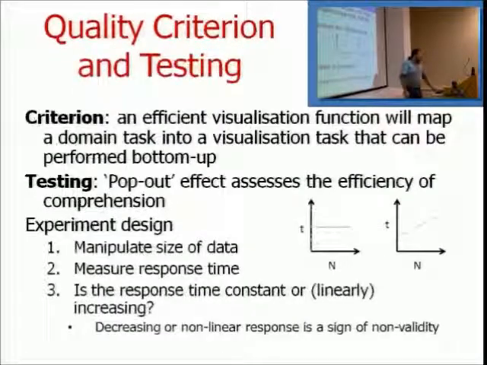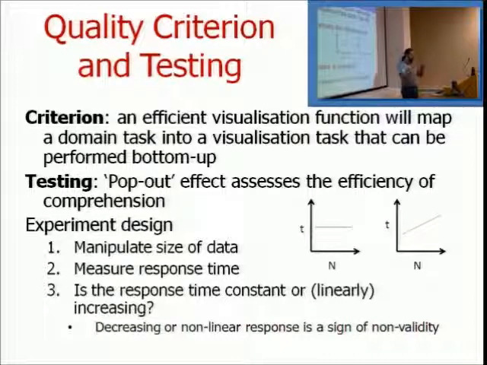The good thing about this is that it comes with its own quality criterion and its own measuring methodology. The quality criterion is that we would like the information that we're looking for to pop out. We would like the visualization to be built in such a way that the insights do not require a one-by-one serial search. We would like them to be available immediately. And it is very easily tested for any given visualization technique. You can easily test whether this particular information pops out.